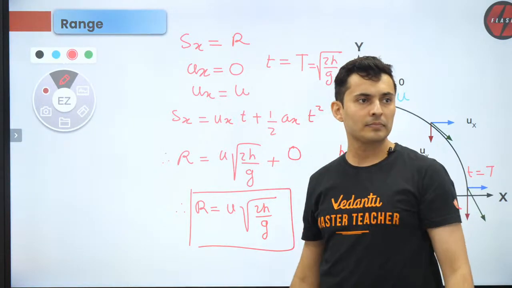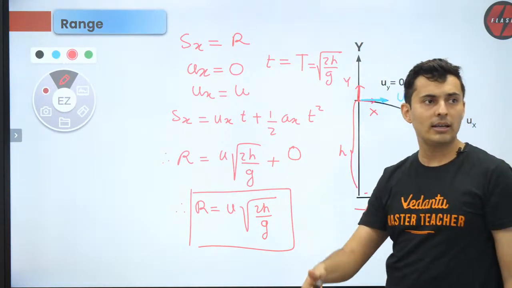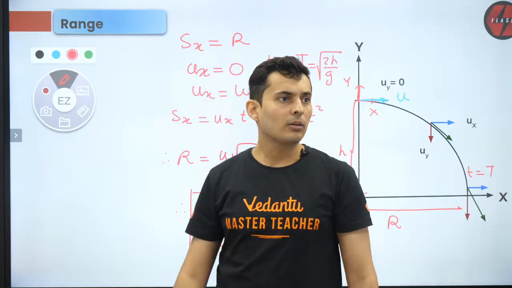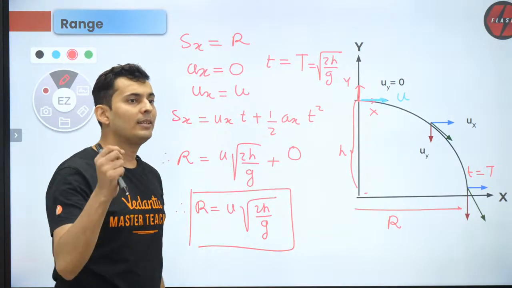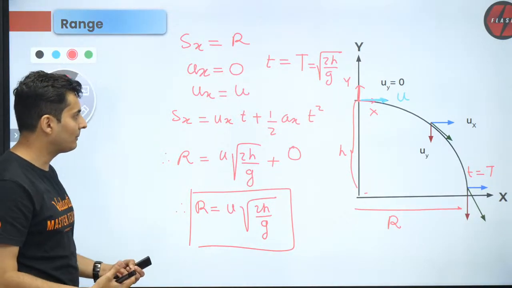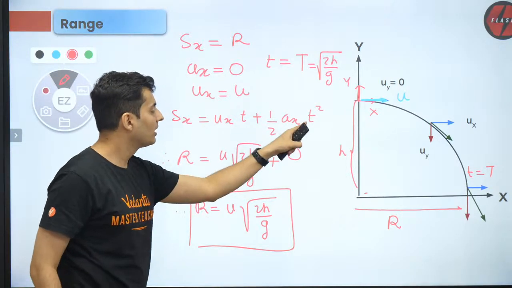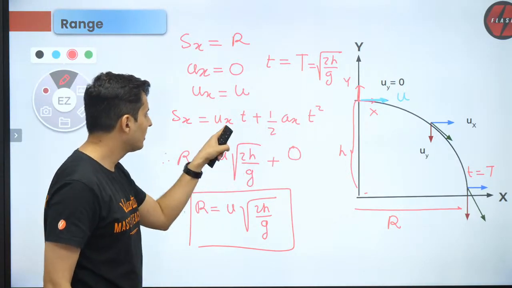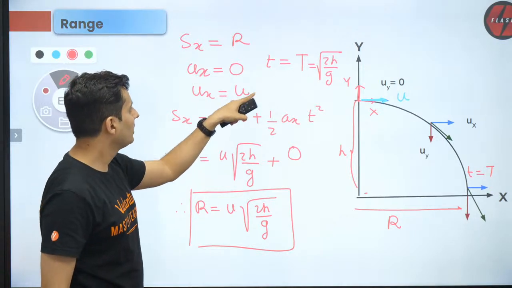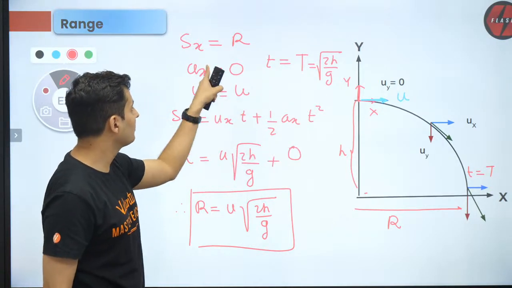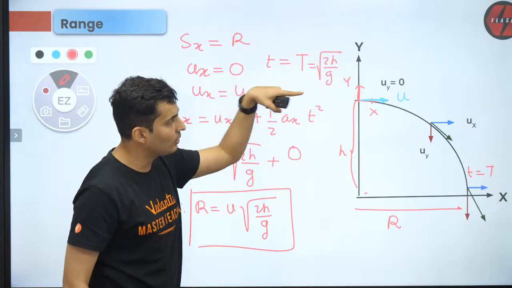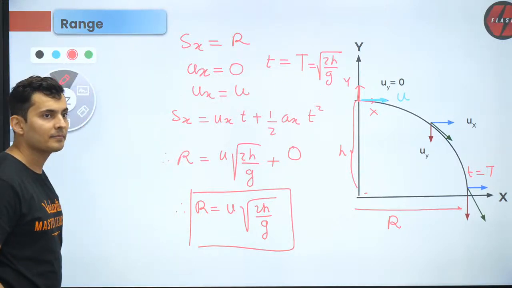Kushal, amazing. Chinni, Krito, Siddharth, Shruti. Which part of it, Kushal? Tell me. So this part is the equation of motion in 1D in the x-axis. I'm substituting ux as u, time as the total time of flight, and ax will be 0 because there is no acceleration in the x-axis. I hope this is clear.